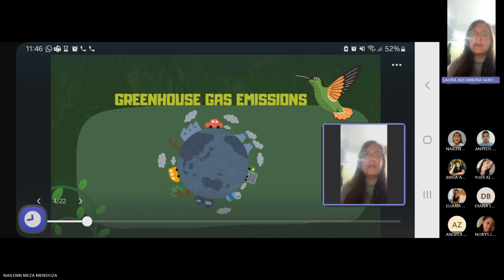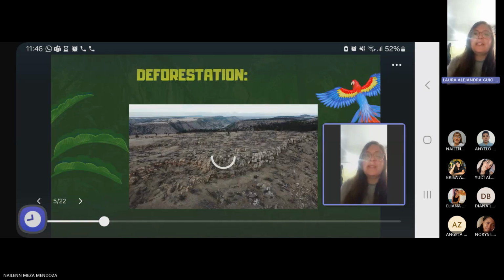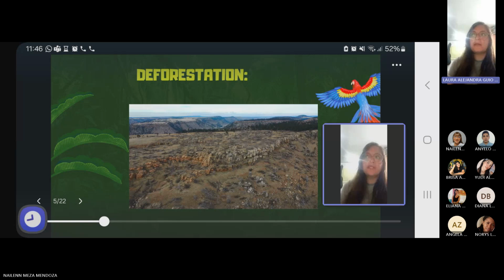The first cause is greenhouse gas emissions. The burning of fossil fuels such as oil, gas, and coal, as well as deforestation and intensive agriculture, release large amounts of greenhouse gases such as carbon dioxide, CO2, and methane, CH4, which trap heat in the atmosphere and contribute to global warming. The next, please. The second one is deforestation. Cutting down and burning forests contributes to the release of carbon stored in trees and reduces the capacity of forests to absorb CO2. The next, please.